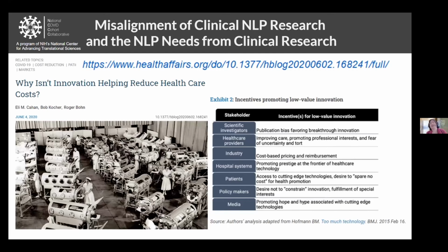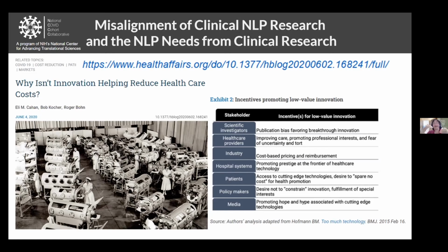But let's go back to something I've observed as a clinical NLP researcher. I've been doing clinical NLP research for over 20 years. A lot of times we view a misalignment between clinical NLP research and the NLP needs from clinical research. This goes to what is called real world use of a technology, which tries to help people. On the clinical NLP research side, we are focusing on how we have breakthrough innovations, and how we ensure the publication gets published with state-of-the-art performance.